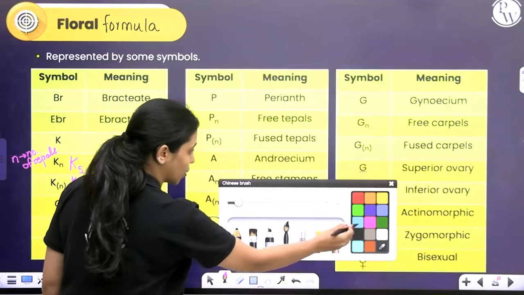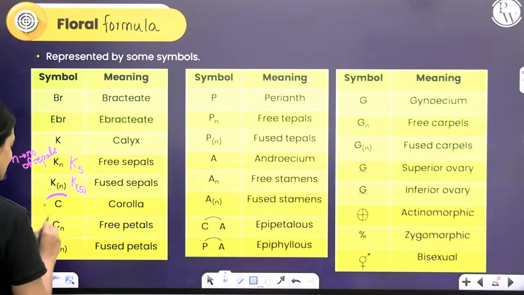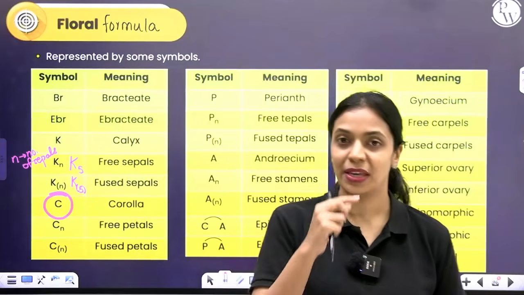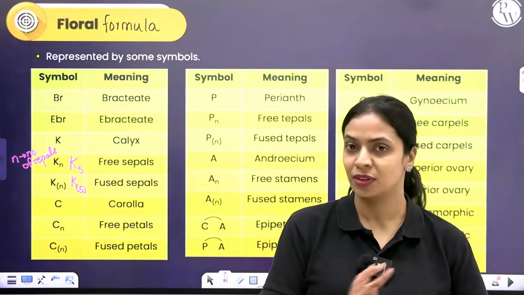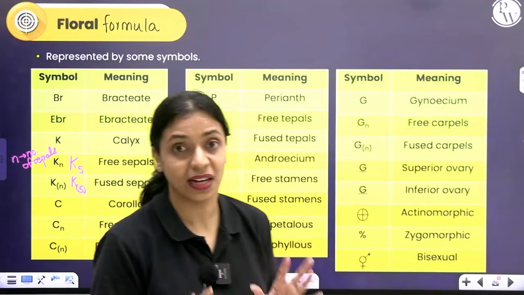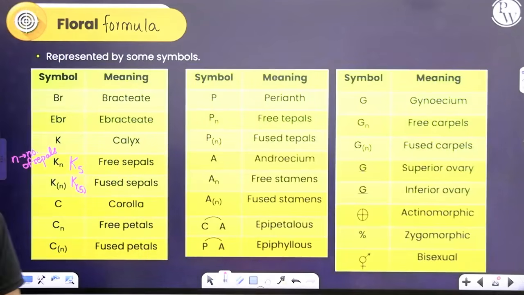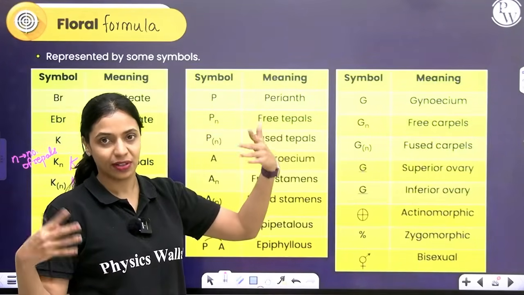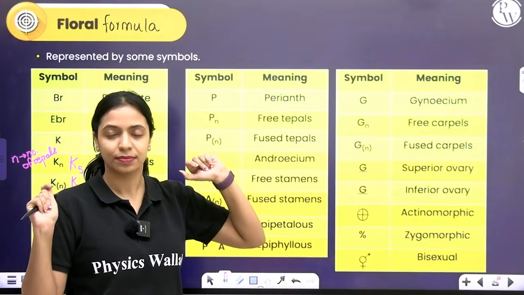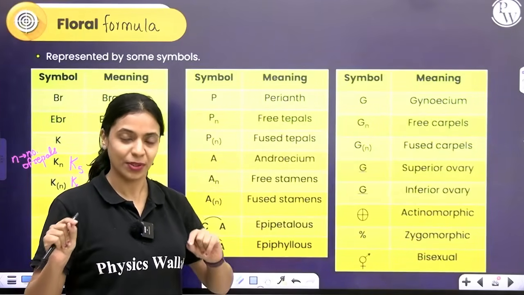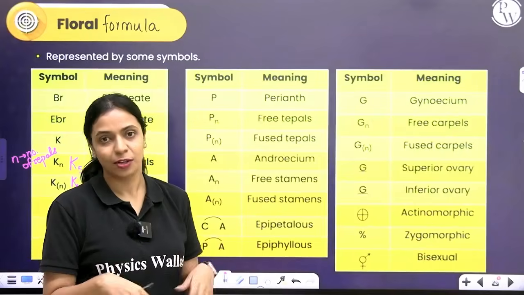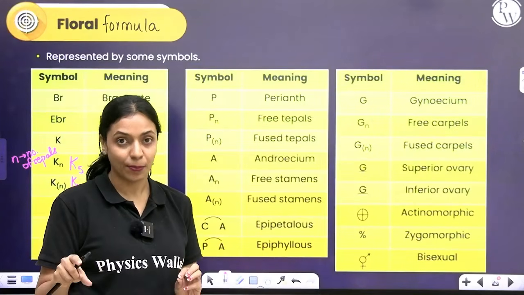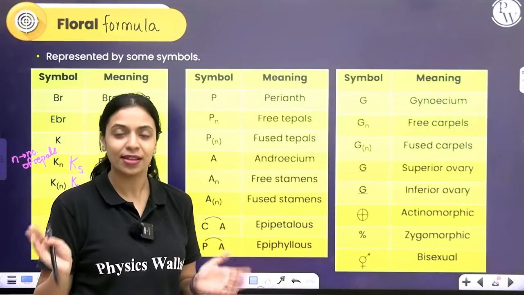Likewise, for corolla, you represent letter C. The number of petals in that corolla will be the subscript. If it is free, there is no bracket. If it is fused, if it is in a gamopetalous condition, you will add brackets. Some plants like lily, you don't have sepals and petals separate. You have something called the perianth. The units of perianth are called tepals. Now these tepals may be free, it may be fused. If they are free, you will write it as a subscript, the number of tepals and no brackets. If it is fused, there will be brackets.